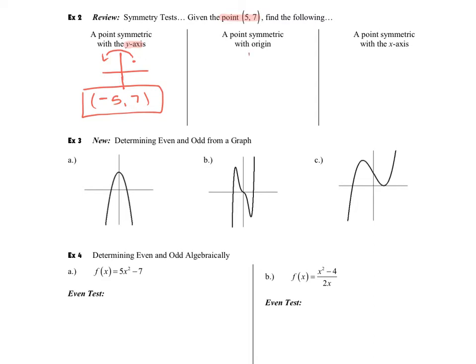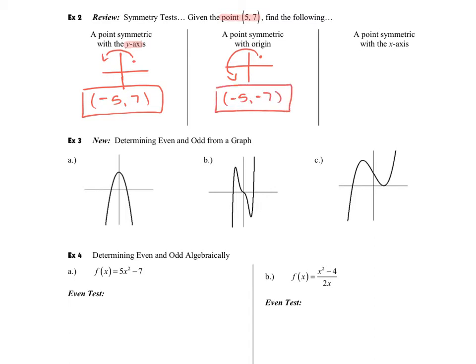Now, if we want our point to be symmetric with respect to the origin, this is also often called rotational symmetry. Now we want this point to rotate around and be in the third quadrant. So this time we need both the x and the y coordinates to change their signs. Our new point becomes (-5, -7).